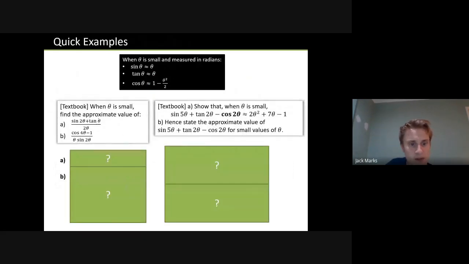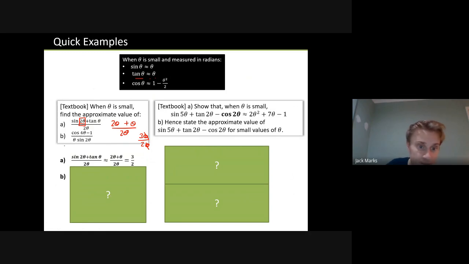So when theta is small, find the approximate value. For sine of 2 theta, it's approximately whatever that theta is. So sine of thing is approximately thing. I'm going to say that's 2 theta. Tan of other thing is about the same as thing. Are you with me so far? Over 2 theta is just 2 theta. So that's 3 theta over 2 theta, so the answer's about 3 halves.